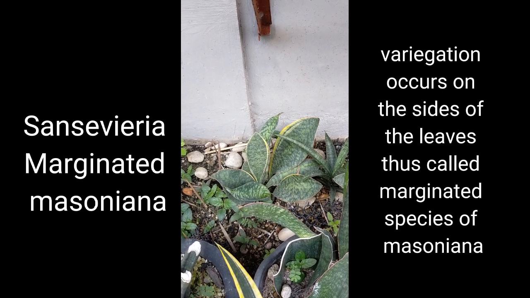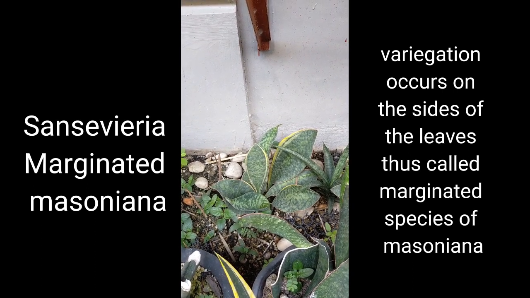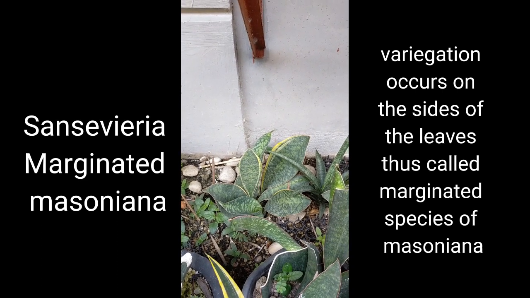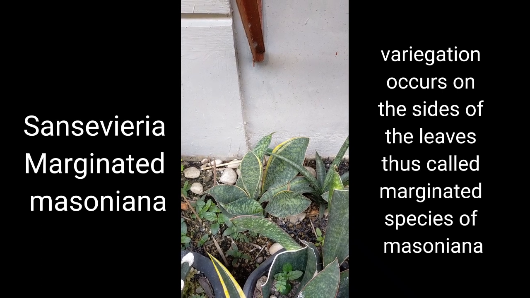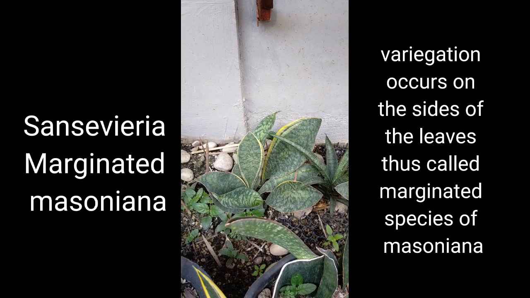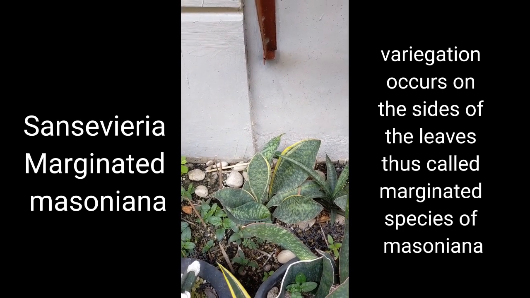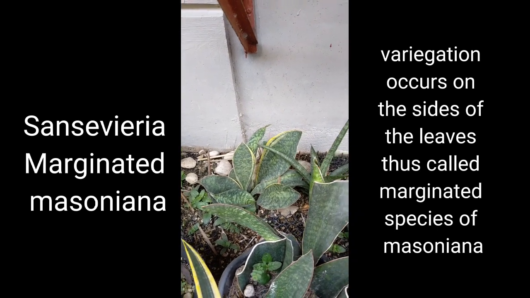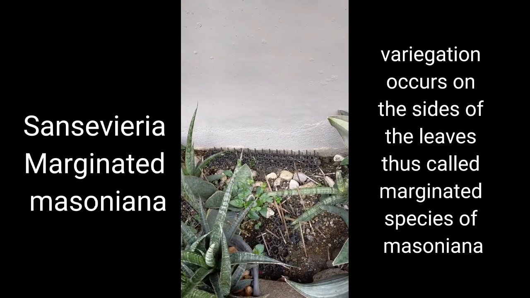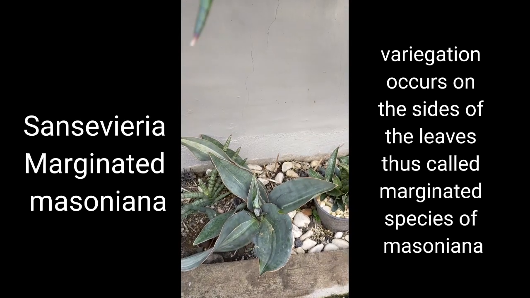This particular specimen has a variegation that occurs on the sides or the margin of the plant, thus called the marginated masoniana. So the yellow variegation stays on the sides of the masoniana leaves or the Whalefin's leaves. Alright, we'll move forward, and I have another specimen here.